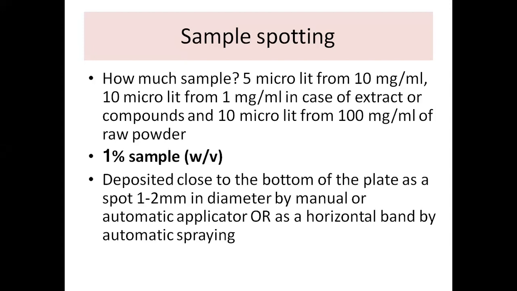Then we go to the sample spotting. I have already told you that using a micropipette or a capillary tube, we can apply the sample. The amount of sample is very small. It could be a few microliters, 10 microliter or 5 microliter. That is the amount. And concentration wise, if you want to know, then maybe 10 milligram per ml of the sample, or 1 milligram per ml of the sample.